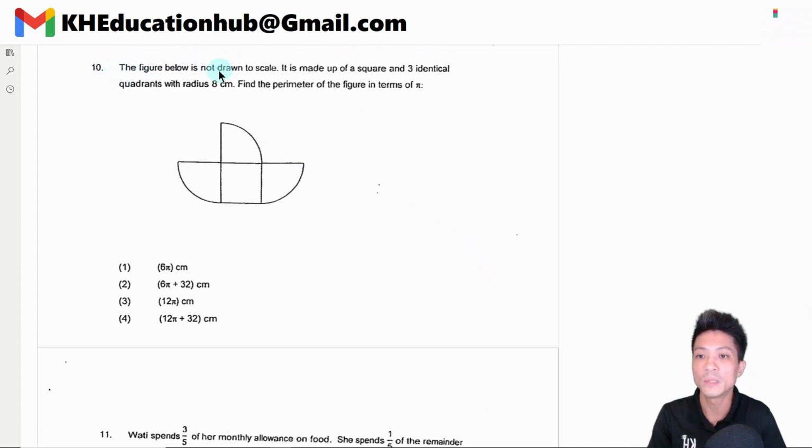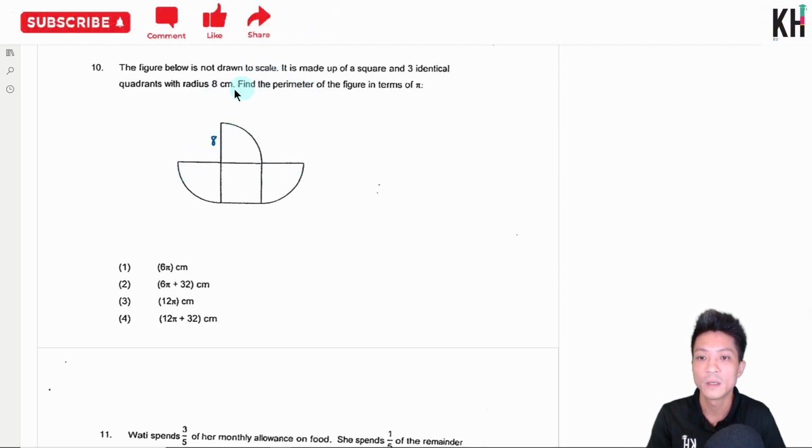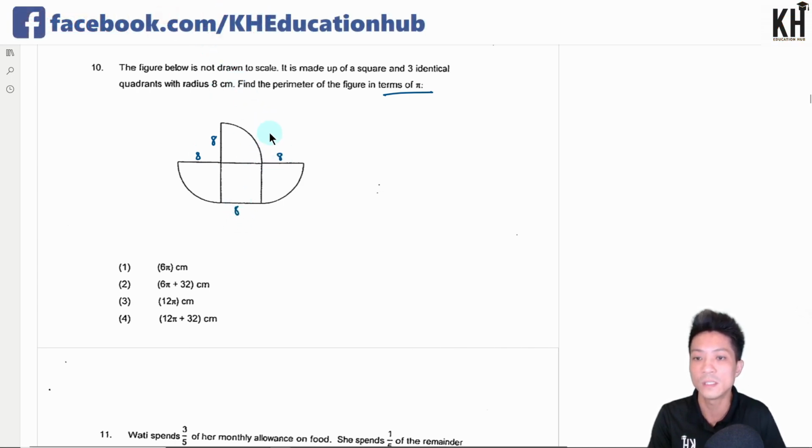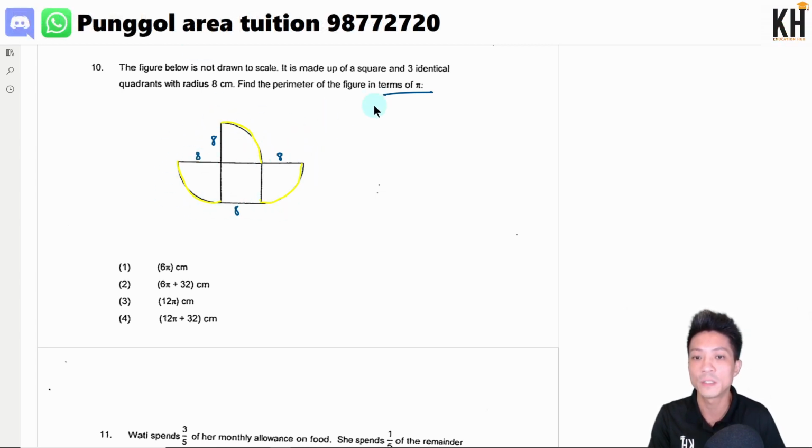Question 10. The figure below is not drawn to scale. It is made up of a square over here and 3 identical quadrants with a radius of 8 cm. Okay, this is 8 cm. Find the perimeter of the figure in terms of pi. So I'm going to write down the 8 cm, 8 cm, 8 and 8 first. And then we have to see that this is the length of the quadrant. So there's 1, there's 2, and there's 3, right? So this will cover the whole perimeter of the figure.